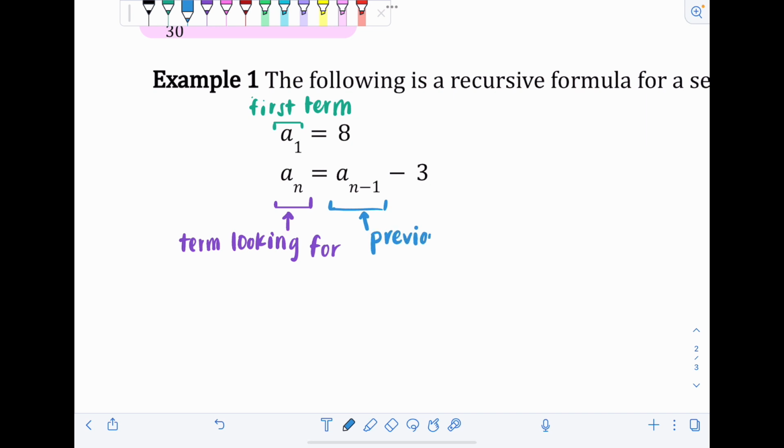Sorry, last is not a good word to use there. Previous term is better. So A1, that's the first term. AN is the term you're looking for. So if the problem asked you to find the 6th term, it would be A6.